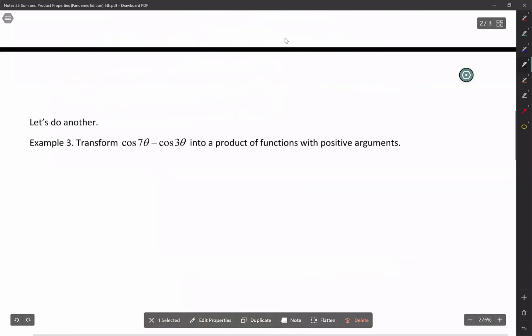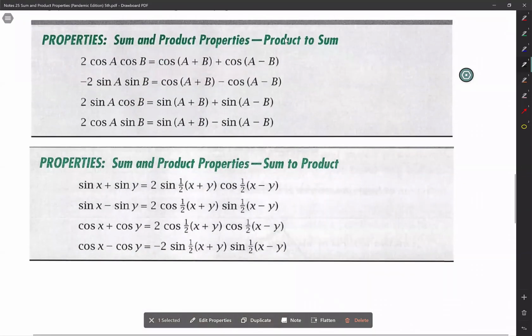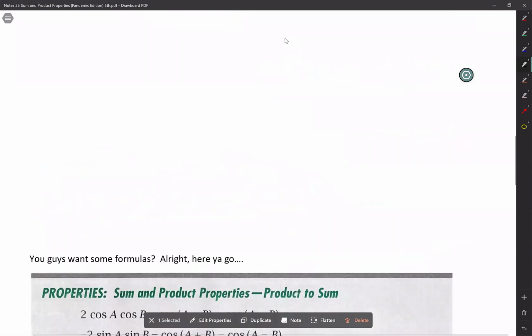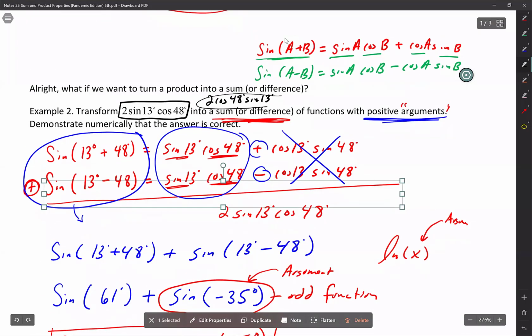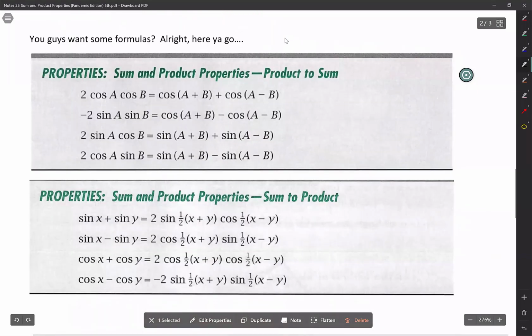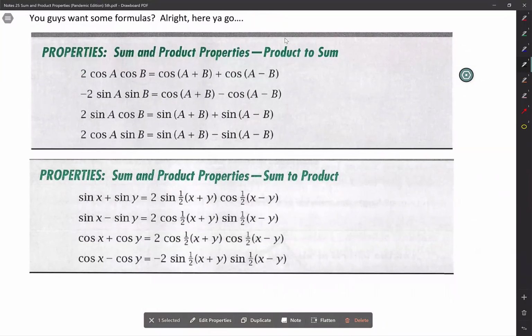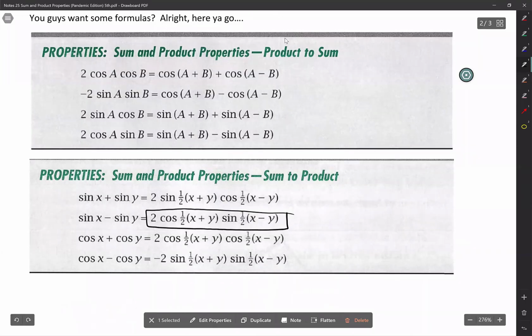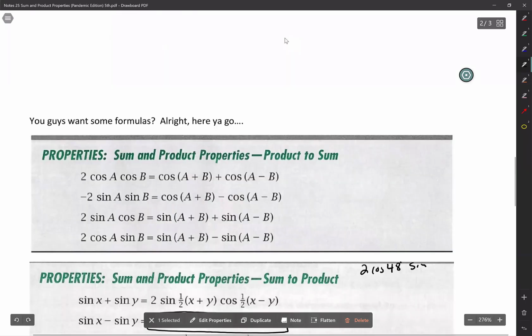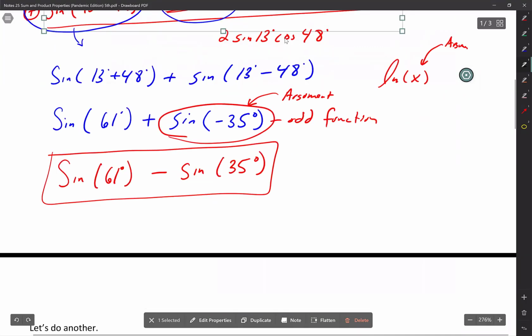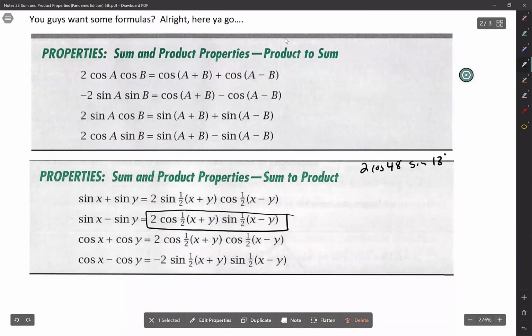And then I would go to my formulas and look for 2 cosine sine. So I'm going to come over here and look for 2 cosine sine on the bottom ones. Right there. And it tells me what to do. Don't write anything down, guys. Just listen. So what did I have? 2 cosine 48 sine 13. Okay. So this is what it says.